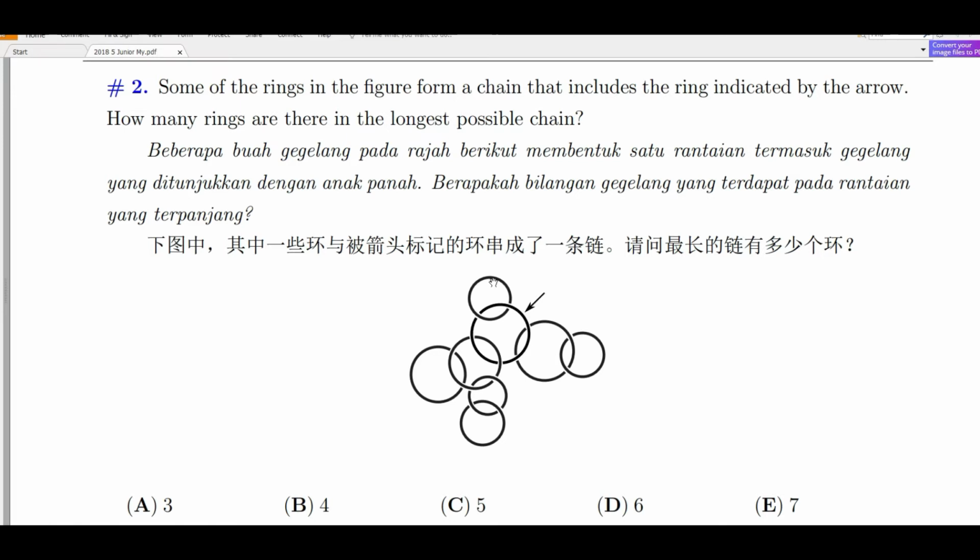So for example, for this ring we start 1, 2, 3, 4, 5. Five rings in this chain. We can go here 1, 2, 3, 4, 5, 6. Six rings in this chain. So now we want to find what is the longest possible chain.